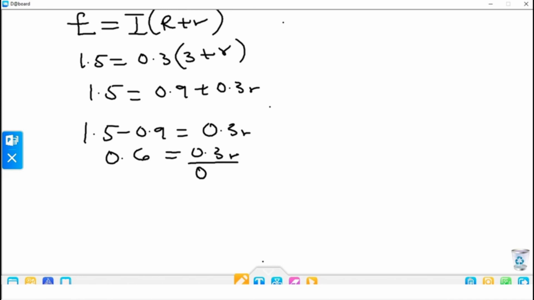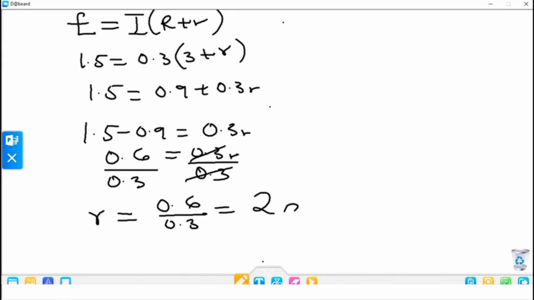r. Divide both sides by 0.3 to obtain your r. This and this will go. So our r now is equal to, when you divide 0.6 by 0.3, 2 ohms. So basically, this is the value of the internal resistance of the cell. So we've taken a look at applications by solving examples involving the internal resistance, potential difference, using Ohm's law, and also the equation connecting our external resistance and internal resistance.